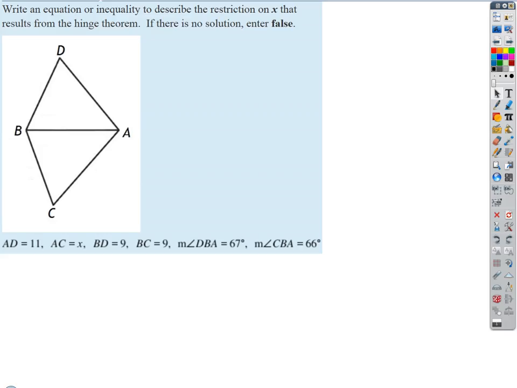Okay, so let's have a look here. Quick review. We talked about the Hinge theorem last week, right? Remember what we said about the Hinge theorem?